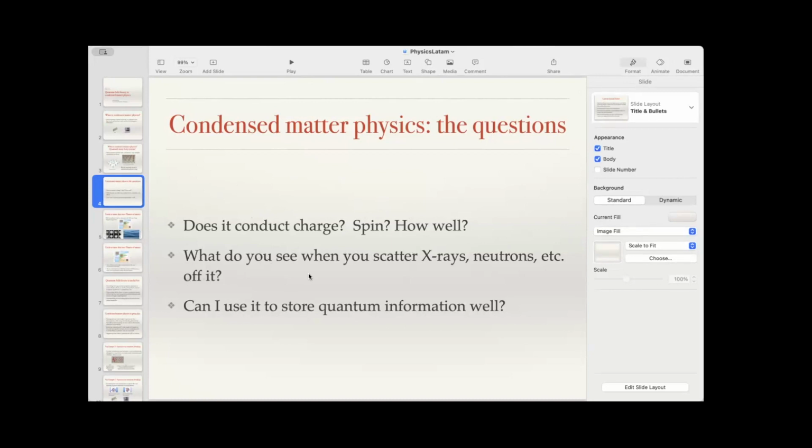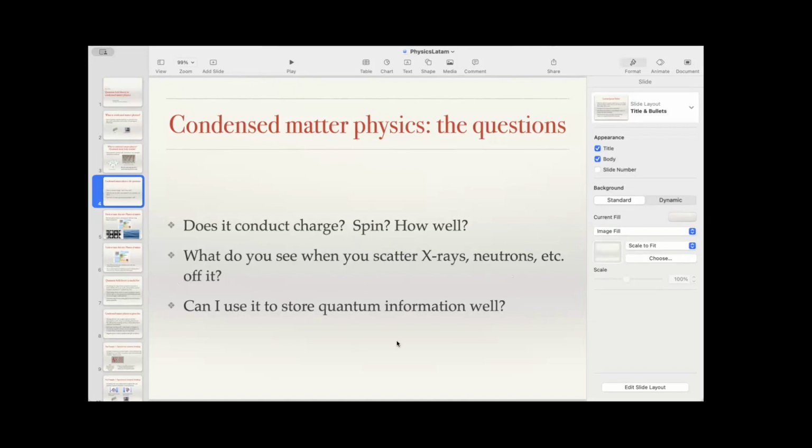A second, kind of experimental probe that's very common is, you take your sample and you scatter stuff off of it. Maybe it's light, maybe it's X-rays, maybe it's neutrons, so little particles. And when you do this scattering, you can resolve something about the structure of the material. So that's another kind of question that we like to be able to answer.